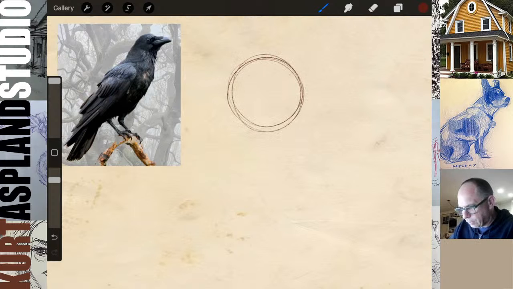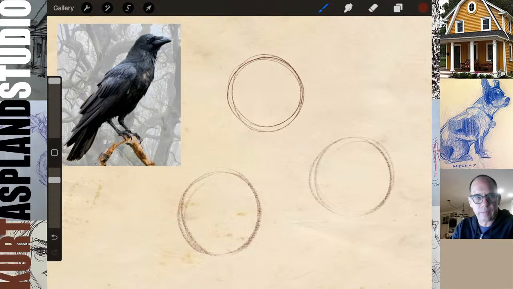So let's start off with a sphere here. In fact, let's maybe do another one. And we'll do a third one down here, okay? We'll go with 3. And this one I'm going to label A, B, and C.